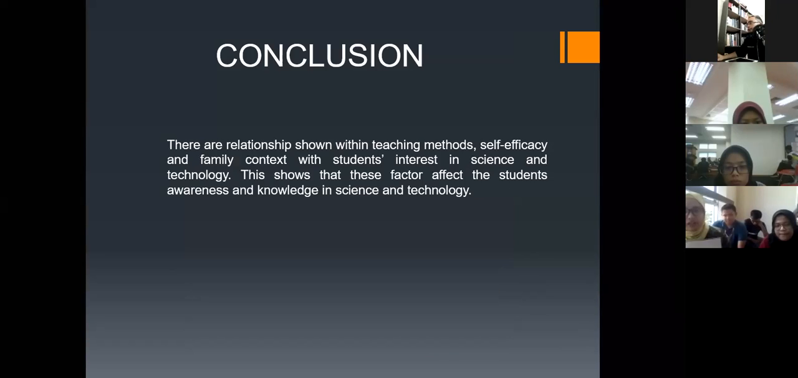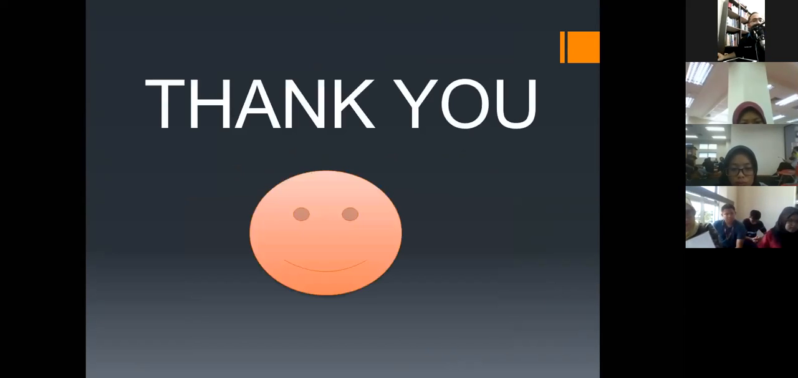Okay, for the conclusion, there are relationships shown between teaching methods, self-efficacy, and family context with student interest in science and technology. This shows that these factors affect the students' awareness and knowledge in science and technology. Thank you. That's all.